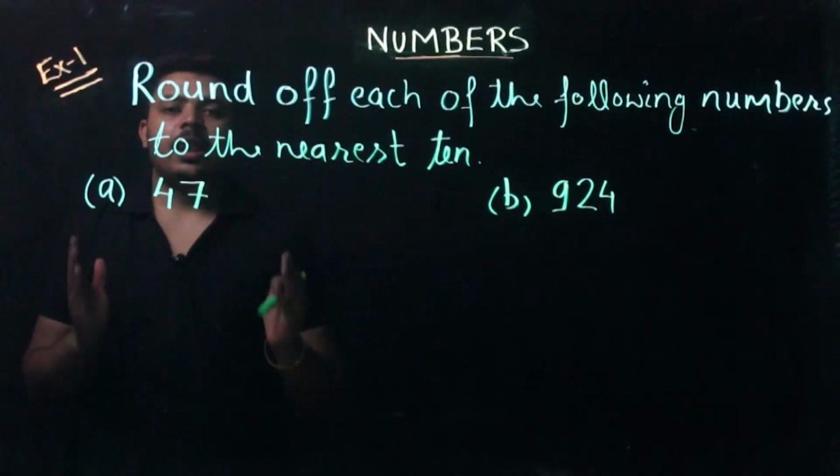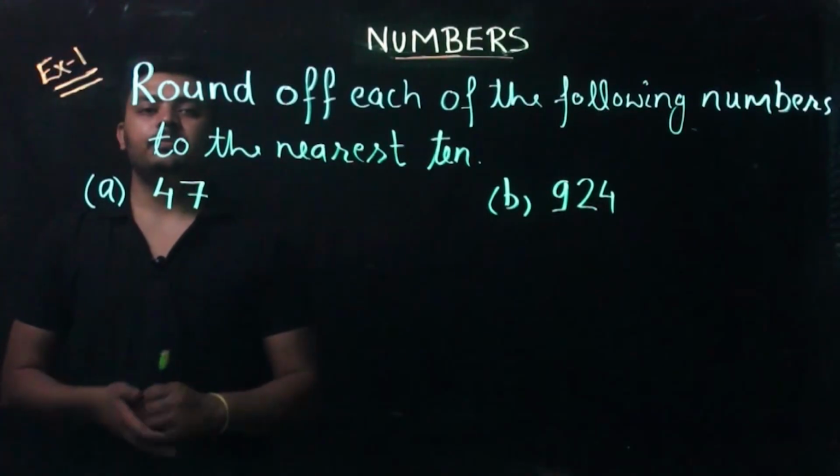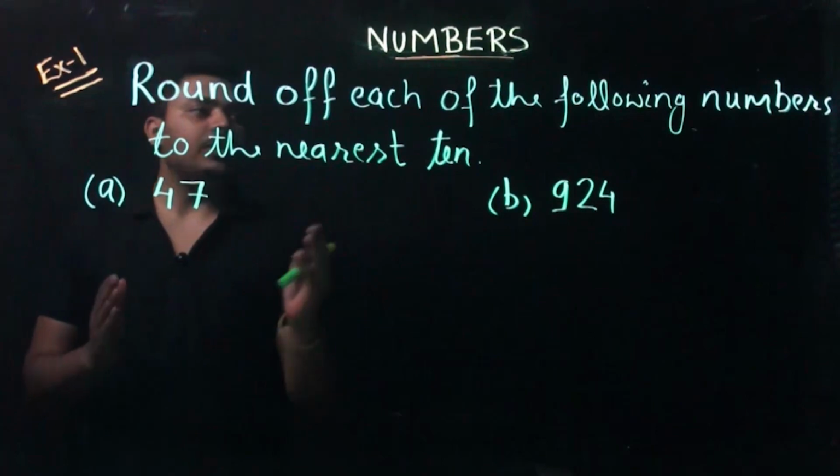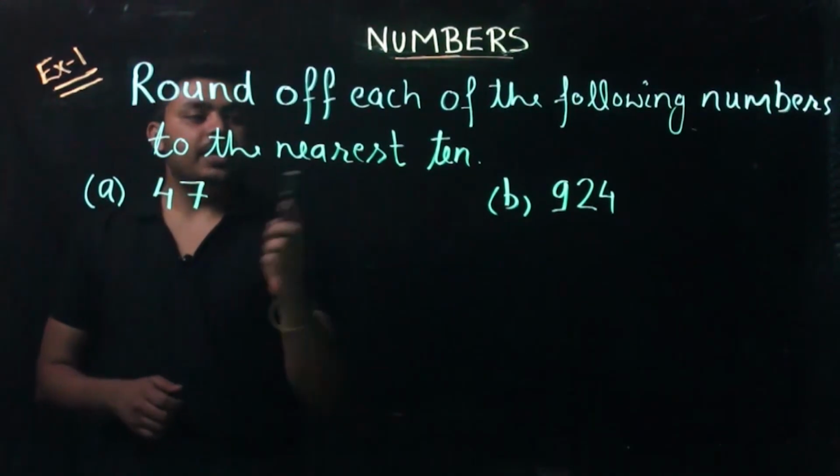So students, let's look at our next example. Example number 1. Round off each of the following numbers to the nearest 10.